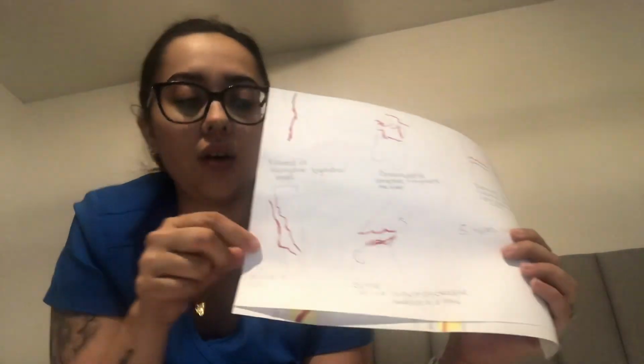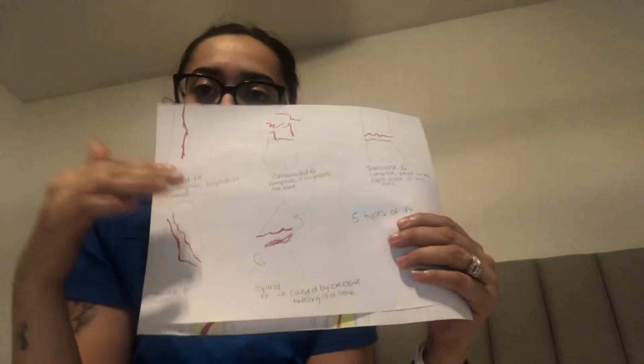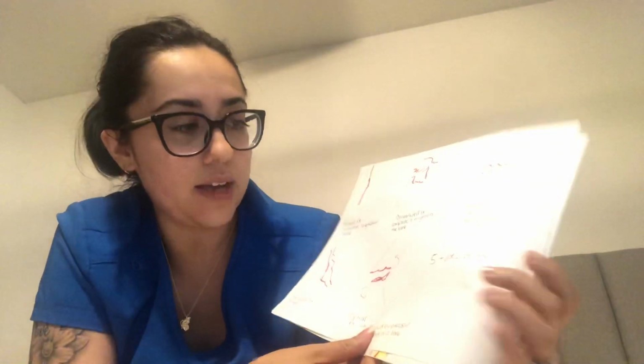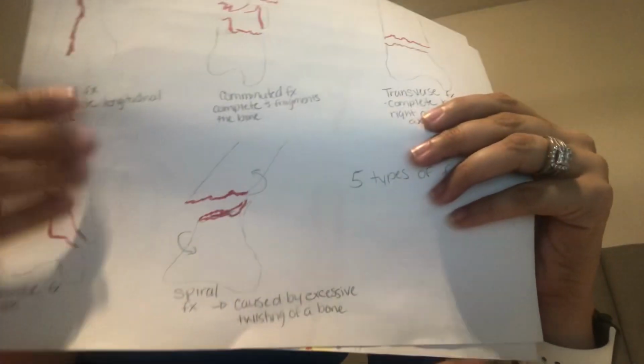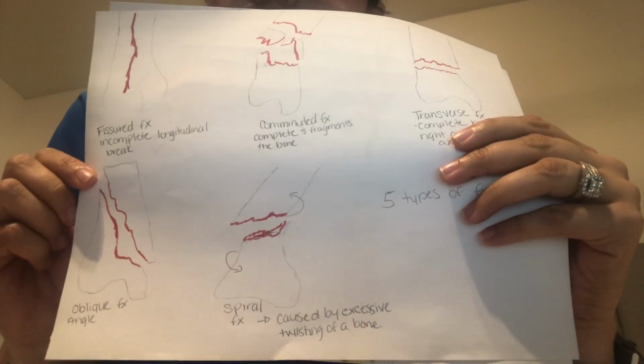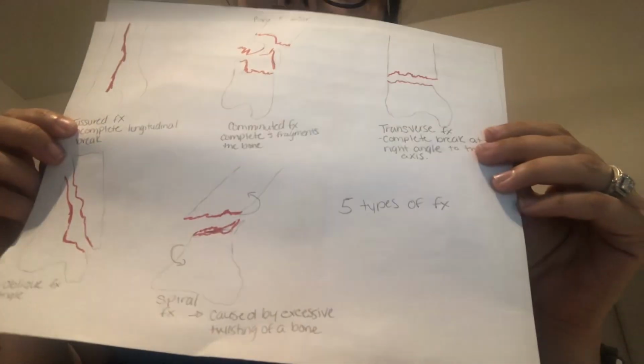And then down below, we do have the oblique fracture, which is at an angle, versus the transverse fracture, which is across. This one goes at an angle. And then the last fracture that we have is a spiral, which is caused by excess twisting. And as you can see, I do have the arrows stating there, and those are the 5 types of fractures.